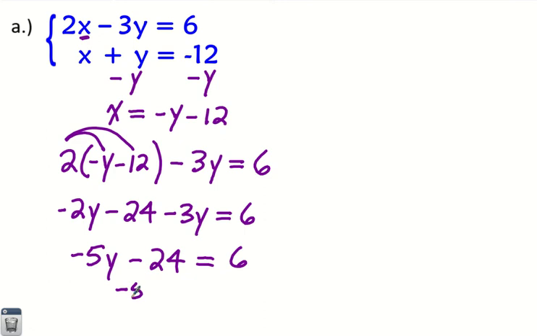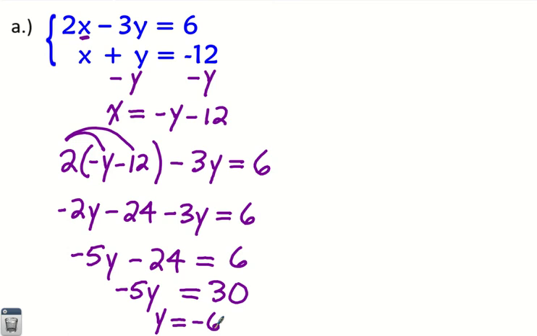Adding 24 to both sides would leave negative 5y over here, and over here it would become 30. And so when we divide both sides by negative 5, y ends up equaling negative 6.